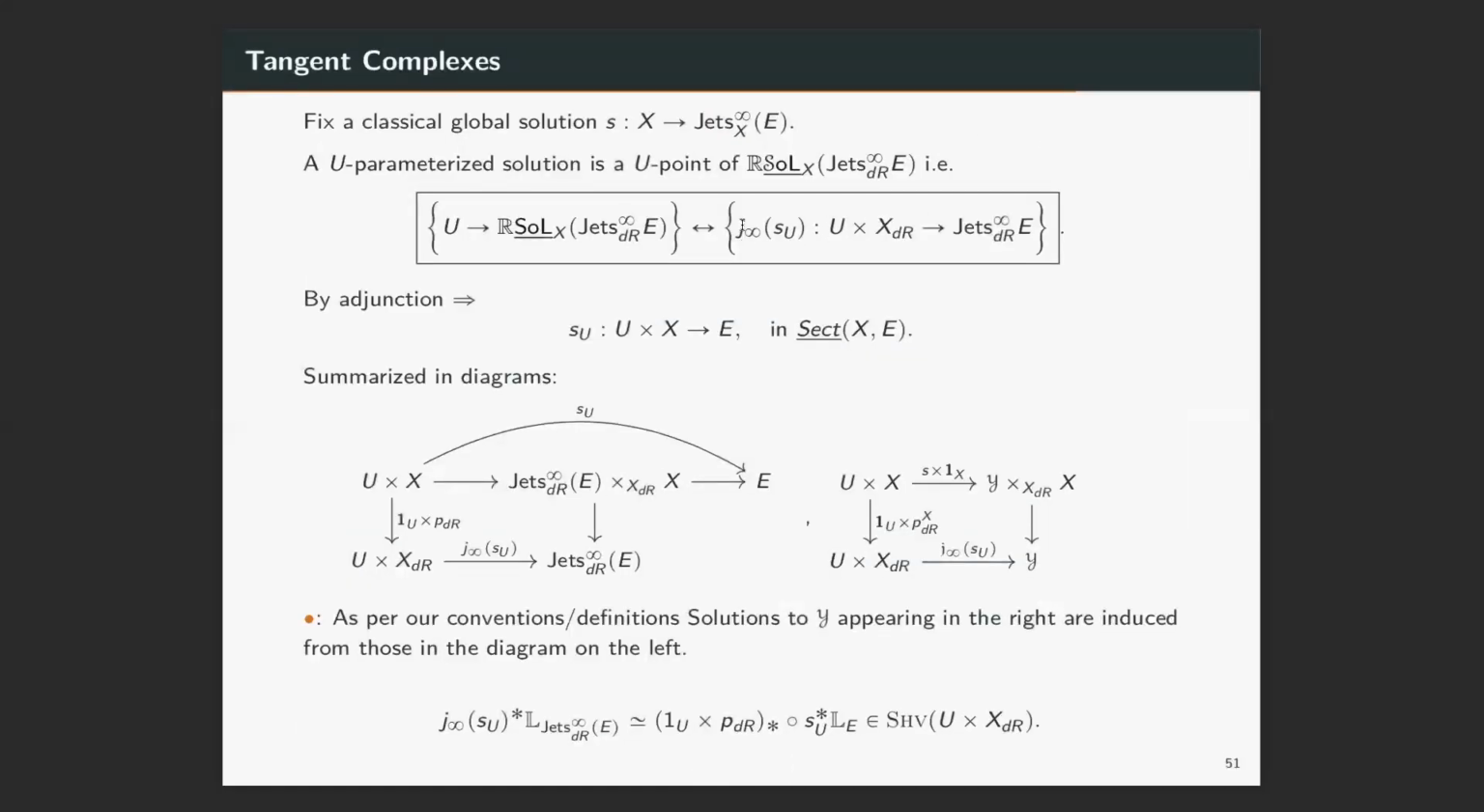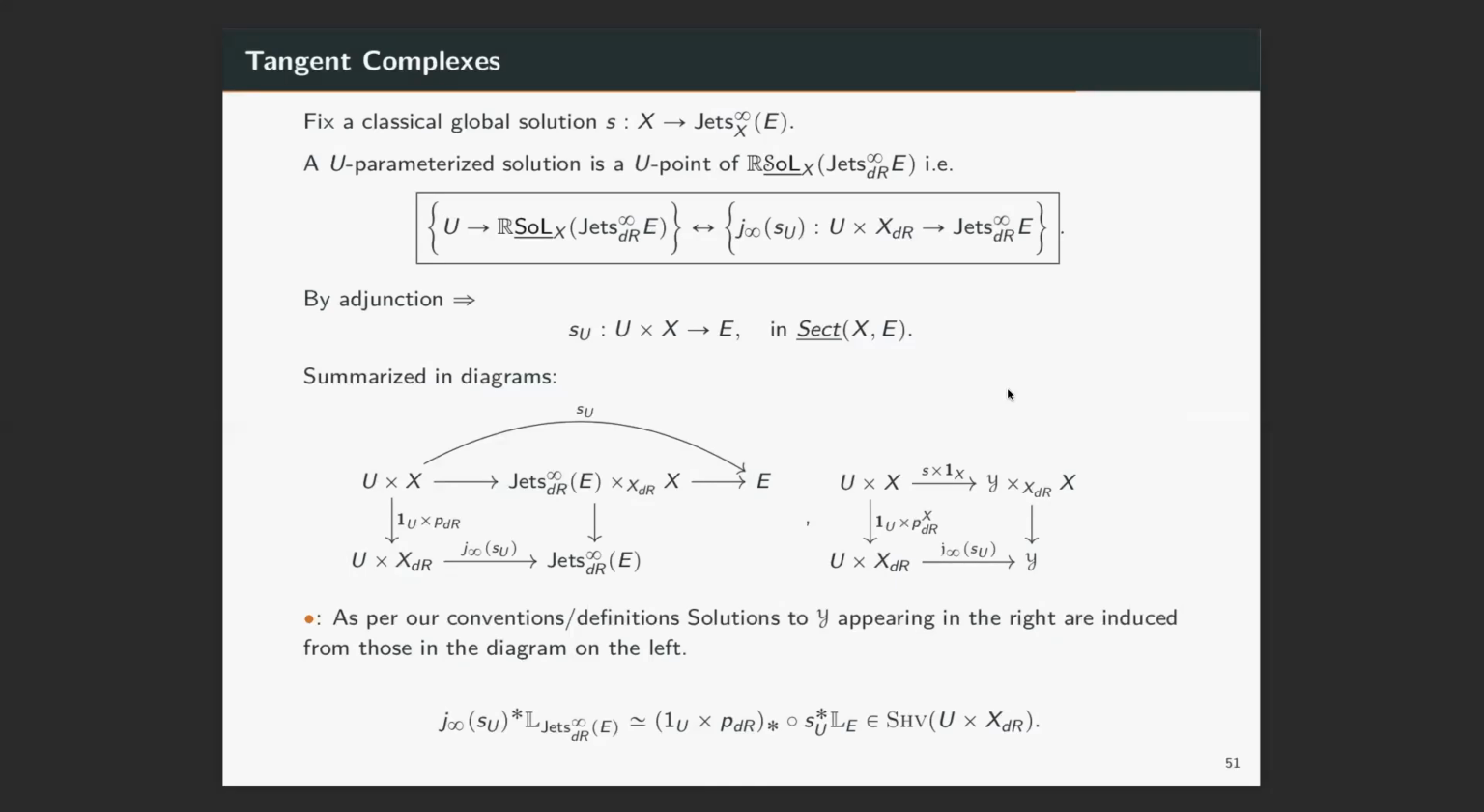So we're going to write it as J infinity, with the same kind of notation as before. So by adjunction, you can build these diagrams. And if you have a PDE, you get it like this. And as per our conventions, the solutions to the PDE are the ones that are going to somehow factor through this R sol of derived jets.